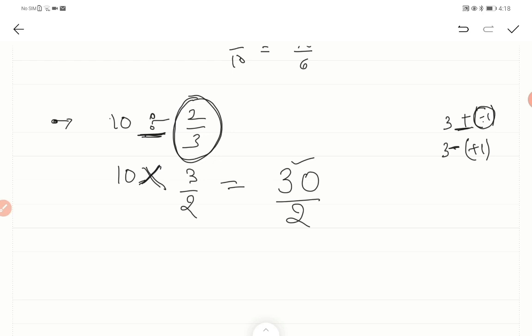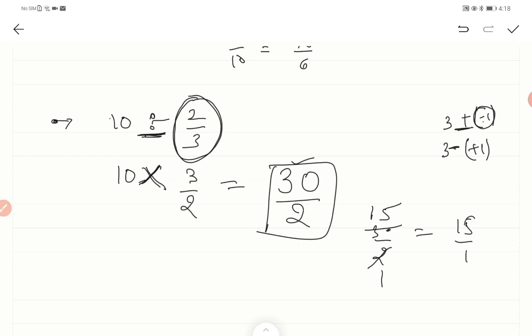One more thing I want to show you is that this is not the standard form. So 30 divided by 2, you can cancel this. 2 1s are 2, 2 5s are 10. So you will get 15 by 1 or 15. It is one and the same. So this is your standard form or basic form. Always write your answers in standard form. This type of answer is not acceptable.